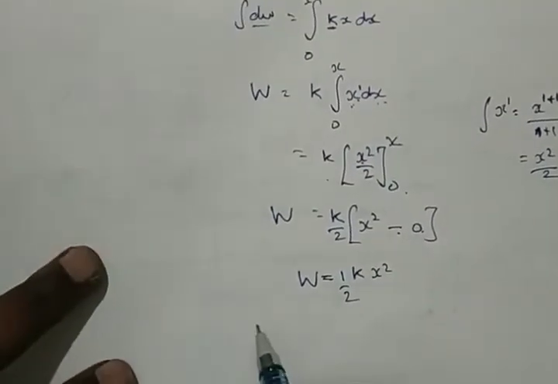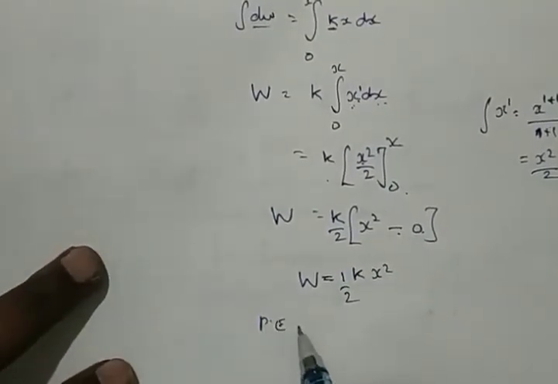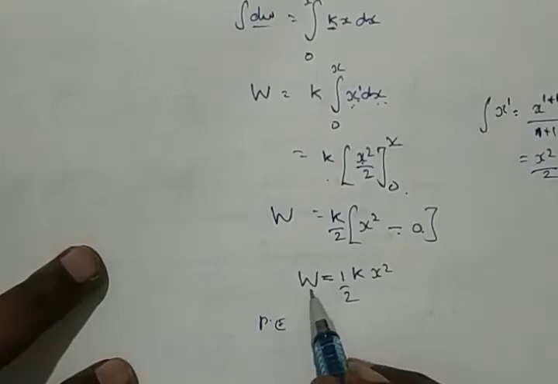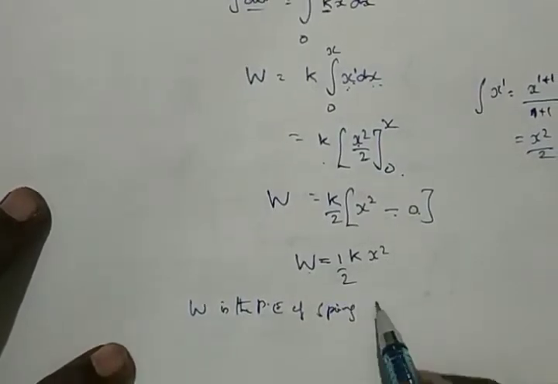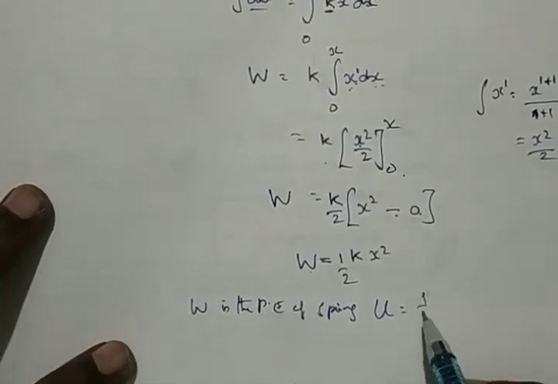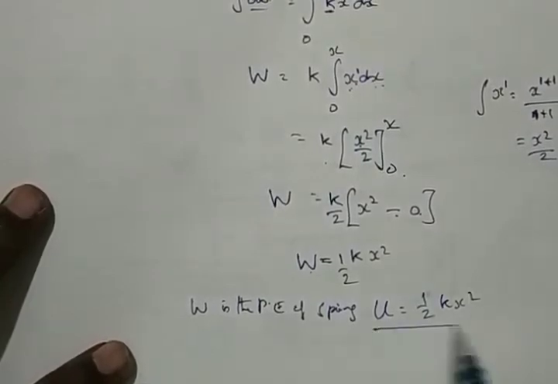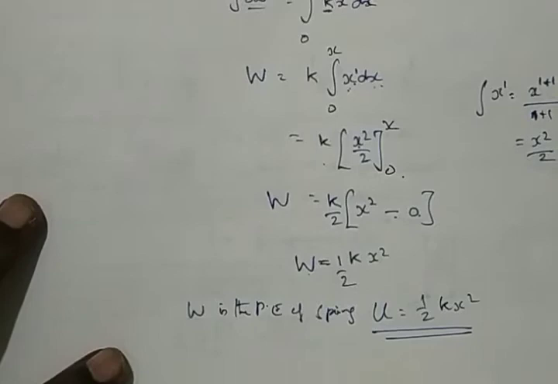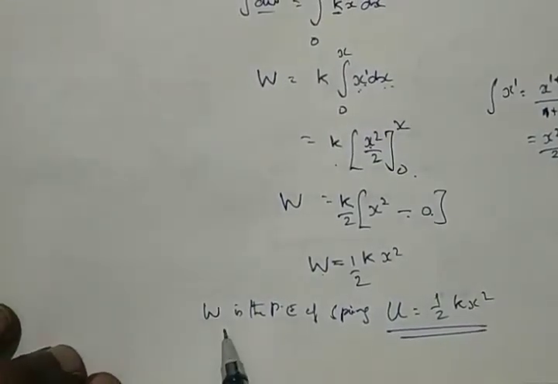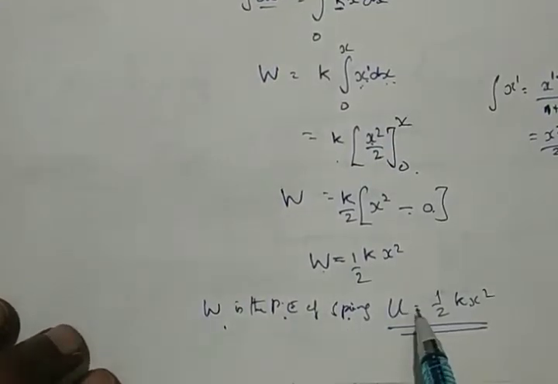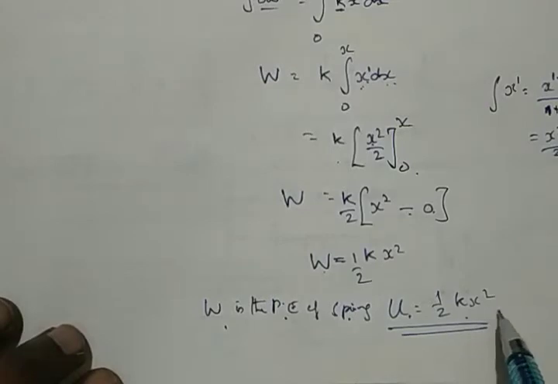This is called potential energy. The W, the work, W is the potential energy of spring. You can call it U, which is going to be equal to half kx square. This is the final expression. The work done is the energy stored as potential energy in the spring. It is called U. U is going to be equal to half k into x square.